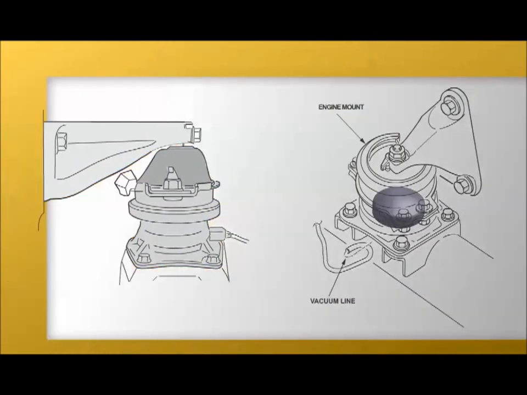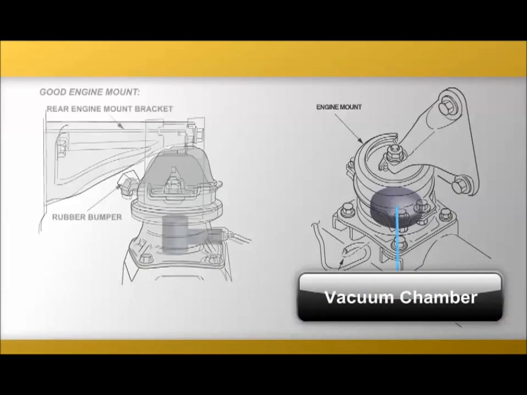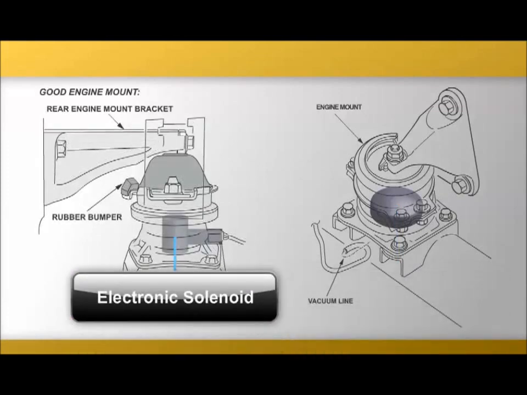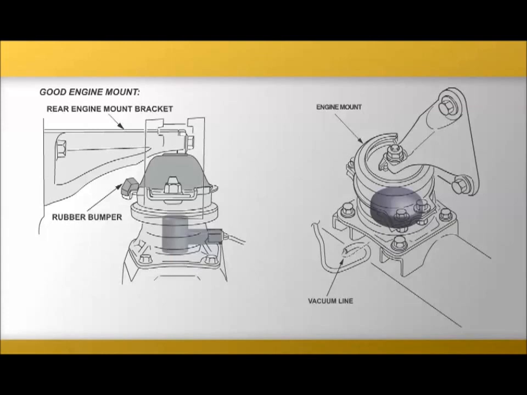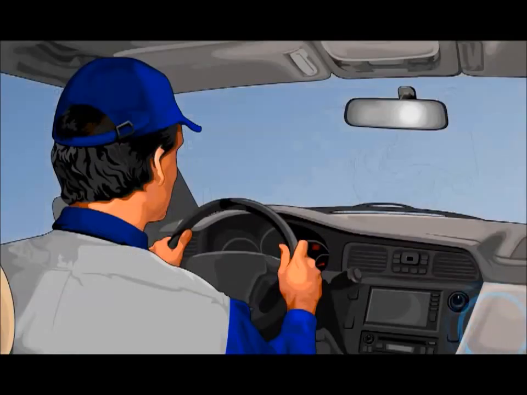In addition to misaligned mounts, many of our vehicles use engine mount control systems. These systems include a vacuum chamber or electronic solenoid inside the engine mounts to isolate engine vibration. A defect in this system sends excessive vibration to the driver's compartment, often at idle.